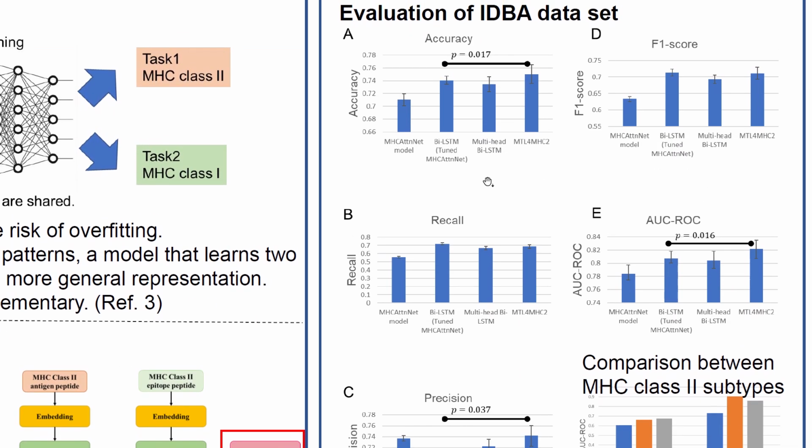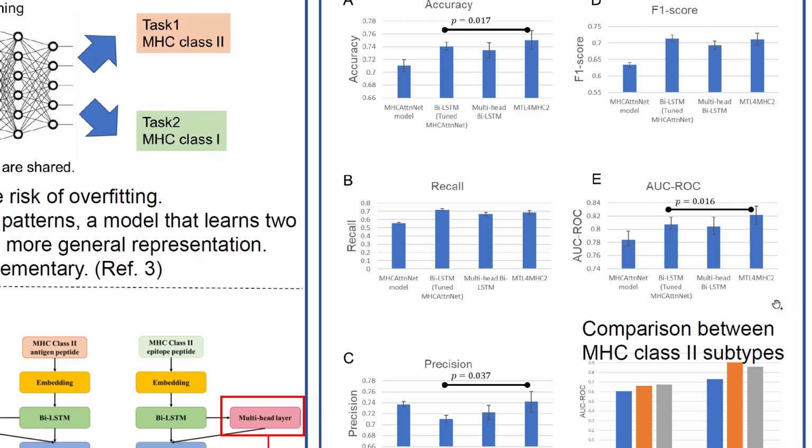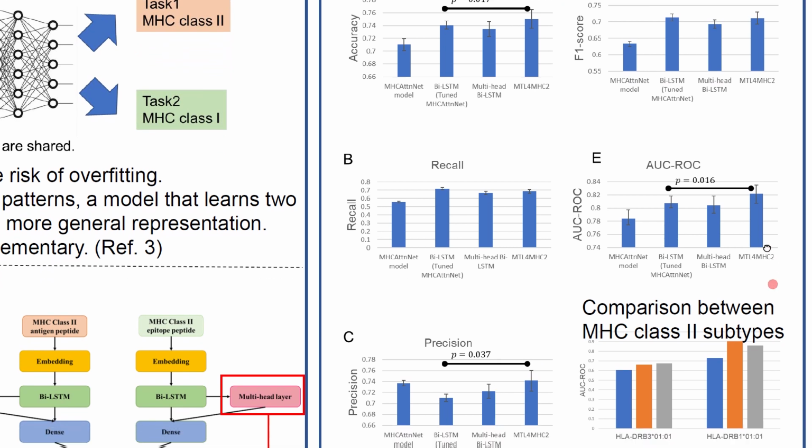From left to right, MHC@net model, tuned BiLSTM model, multi-head attention BiLSTM model, and MTL4MHC2. Parameter tuning improved the BiLSTM model, from the comparison between MHC@net and tuned BiLSTM. MTL4MHC2 was the highest performance in all models. It is shown that prediction performance was improved by multitask learning.